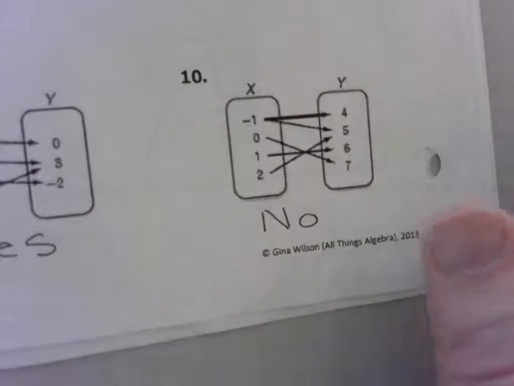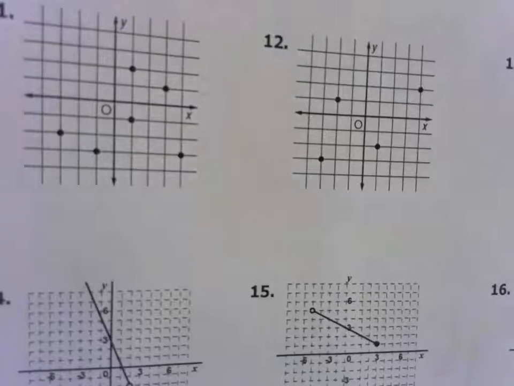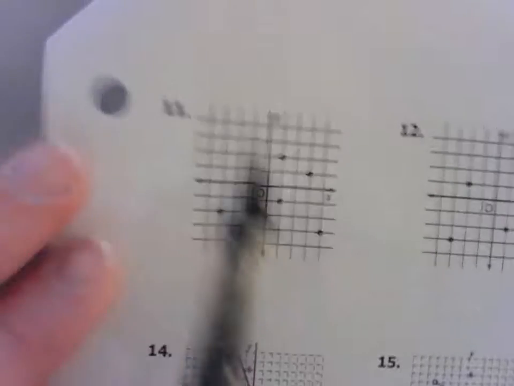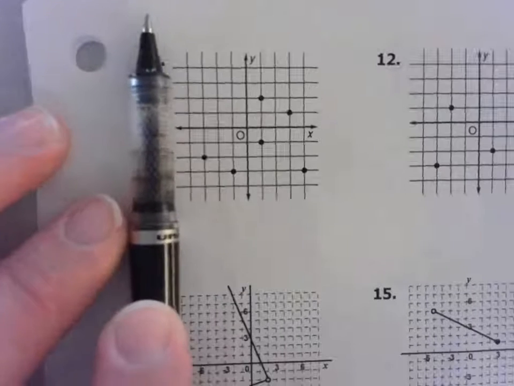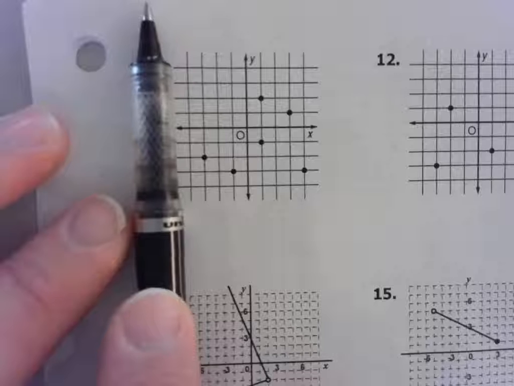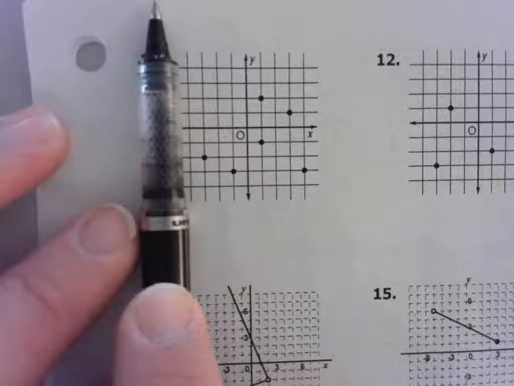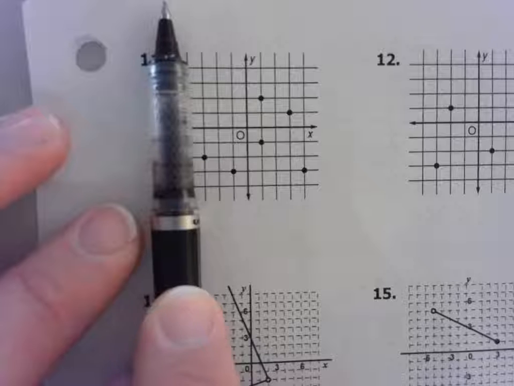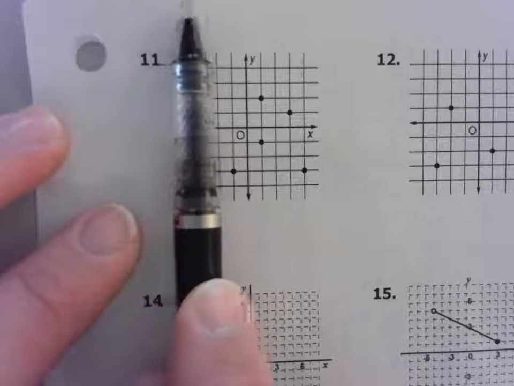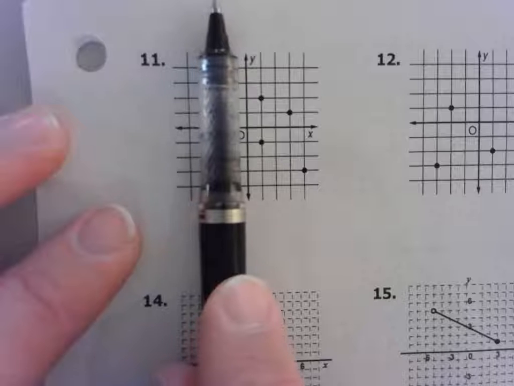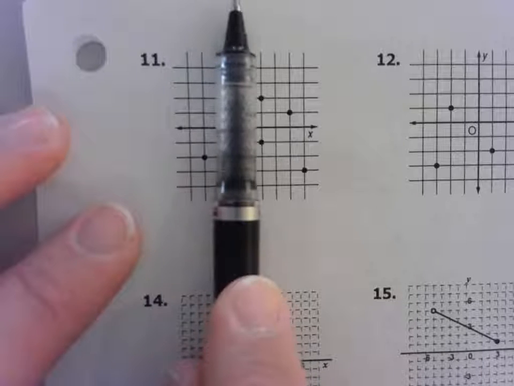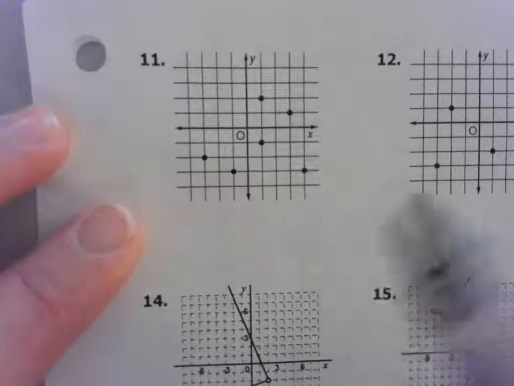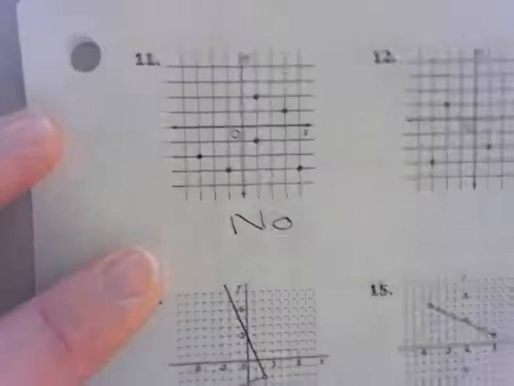If I give you a graph, you have to use the vertical line test. You're going to take a vertical line and run it through the graph. If it hits more than one point, it is not a function. If it doesn't hit more than one point, it is a function. So if I look at 11 and move my pencil along, will that vertical line ever hit more than one point at a time? Yes, right here, when x is 1, it hits 2 points. So this is not a function.